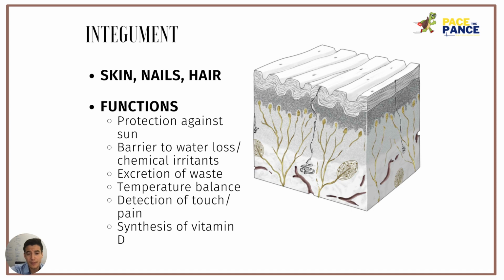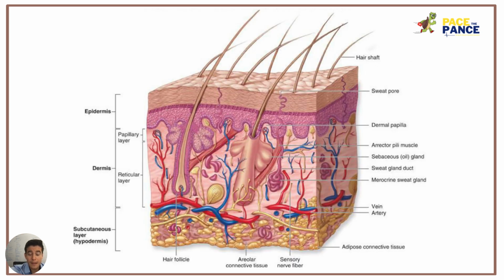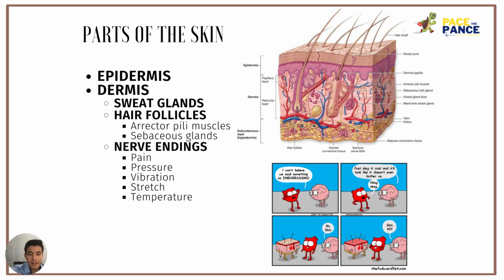The integumentary system we are only briefly talking about today. We'll go into more detail when we go through derm. But there's skin, nails, hair, with various functions to protect against the sun, provide a barrier to prevent water loss, excretion of waste, temperature balance, detection of touch and pain, and the synthesis of vitamin D. Here's an example of the epidermis, dermis, and the hypodermis, and then various parts of the skin here as well.